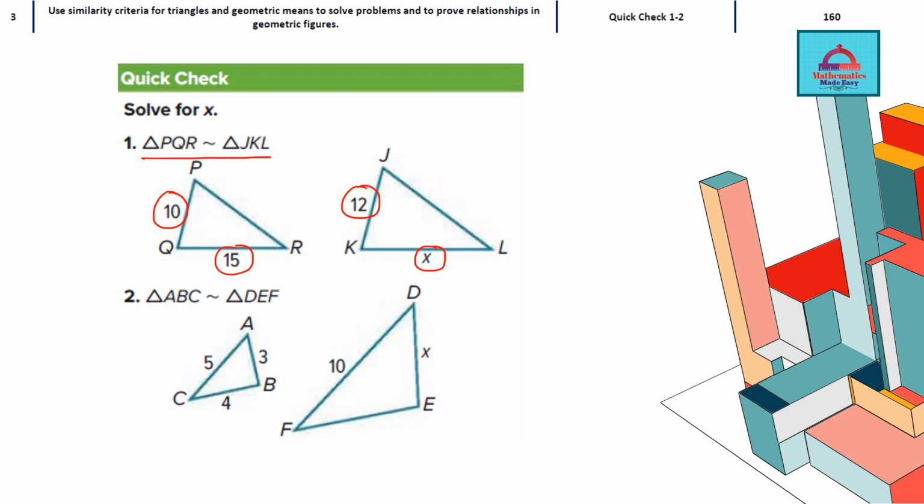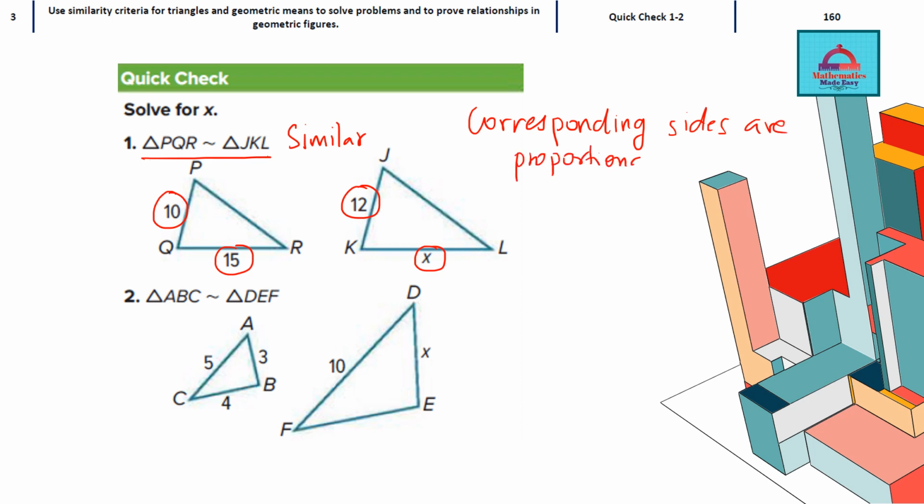Now because these triangles are given to be similar, we can say that their corresponding sides are going to be proportional. When I say corresponding sides, I mean they have to be in the same order. So let's see how we can do this. If I'm taking 1, 2, 3, 1, 2, 3, if I'm taking PQ, the side which is corresponding is going to be JK.